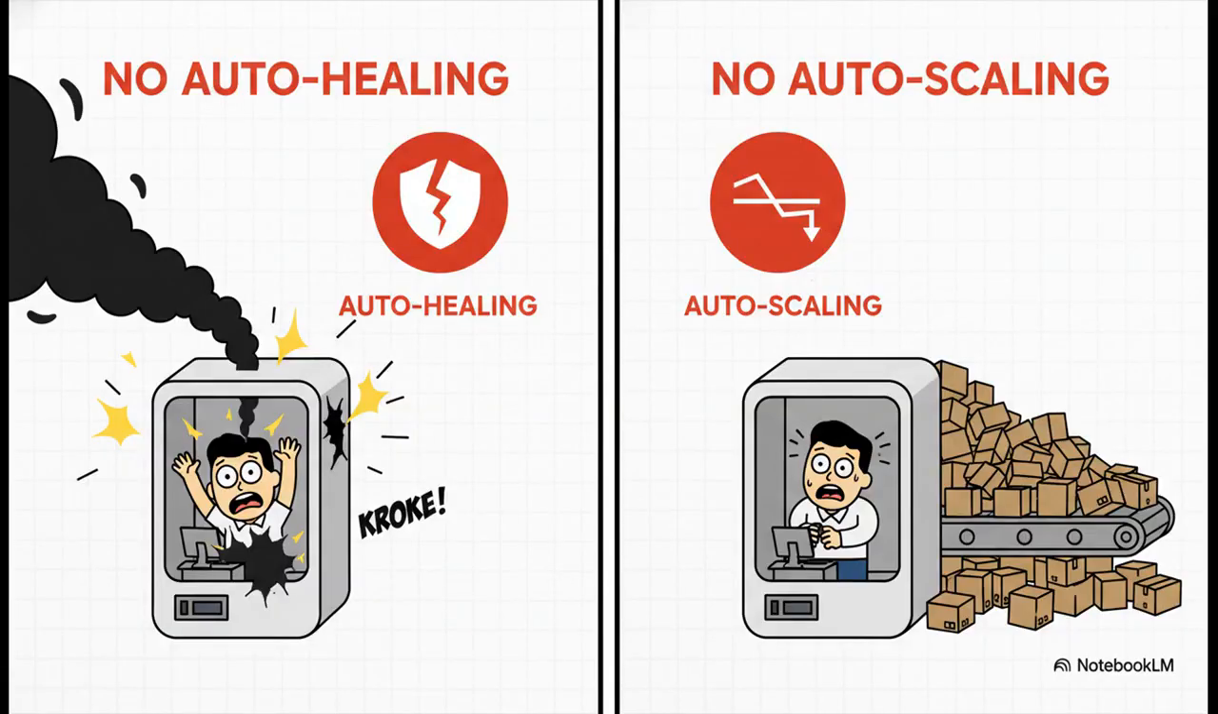But here's the catch, and it's a big one. This workstation, it's still all by itself. It's a nice little package, sure, but if it breaks, it's broken. It can't heal itself, and it definitely can't handle a sudden rush of new work. It's missing those key enterprise features that make Kubernetes so powerful.